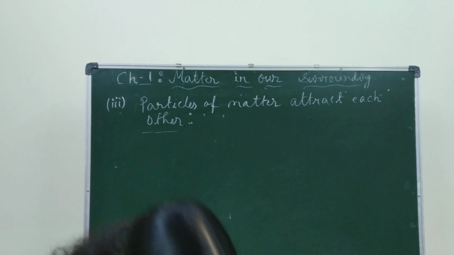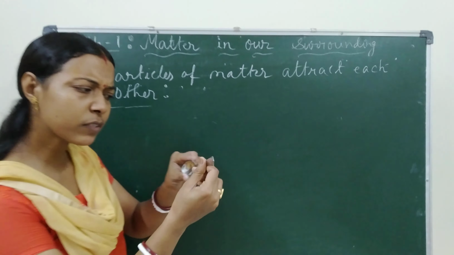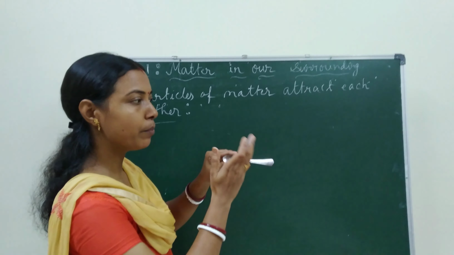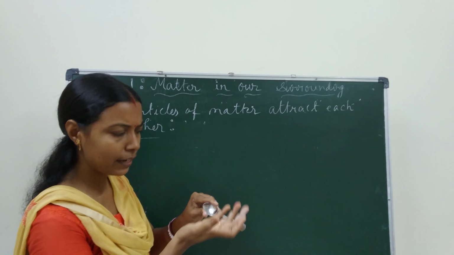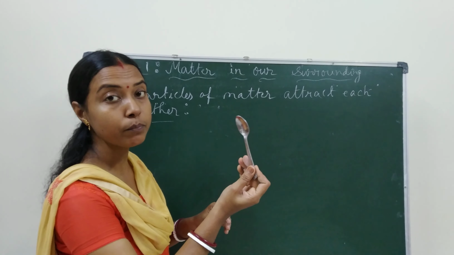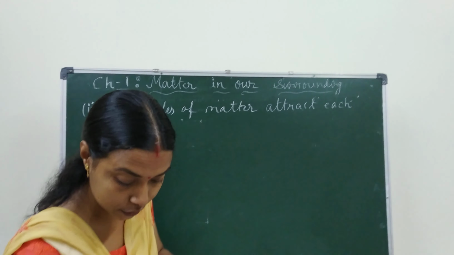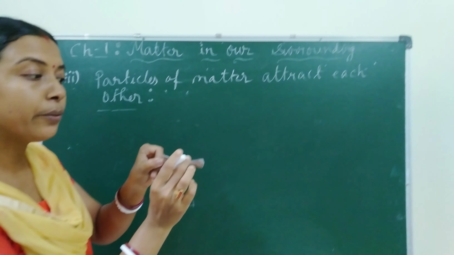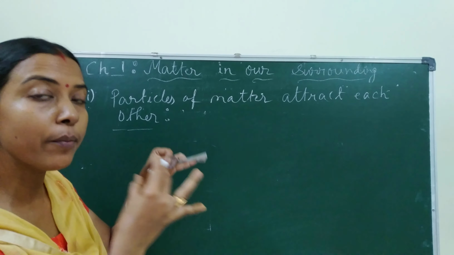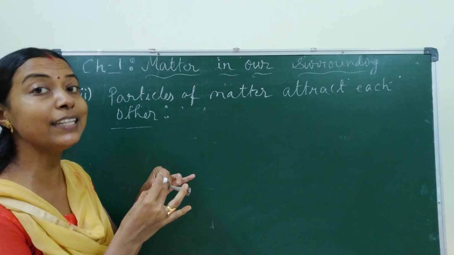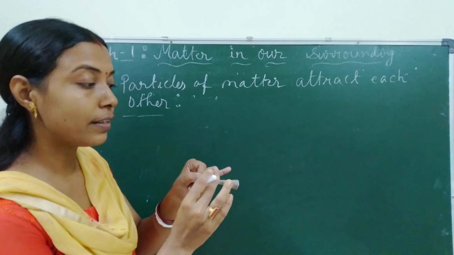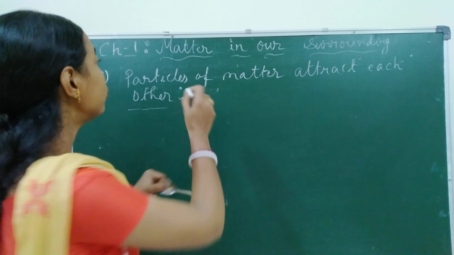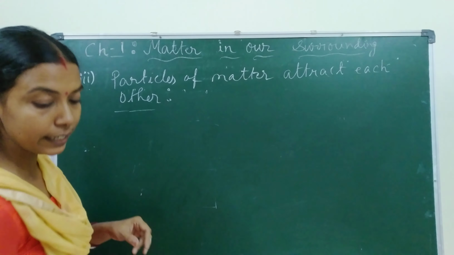Okay, this is a steel spoon. If you try by hammering or trying anywhere, it will not break. Why? Because the spoon is made of steel, and the force of attraction between the particles is more. That's why we are not able to separate the particles. So particles of matter attract each other.